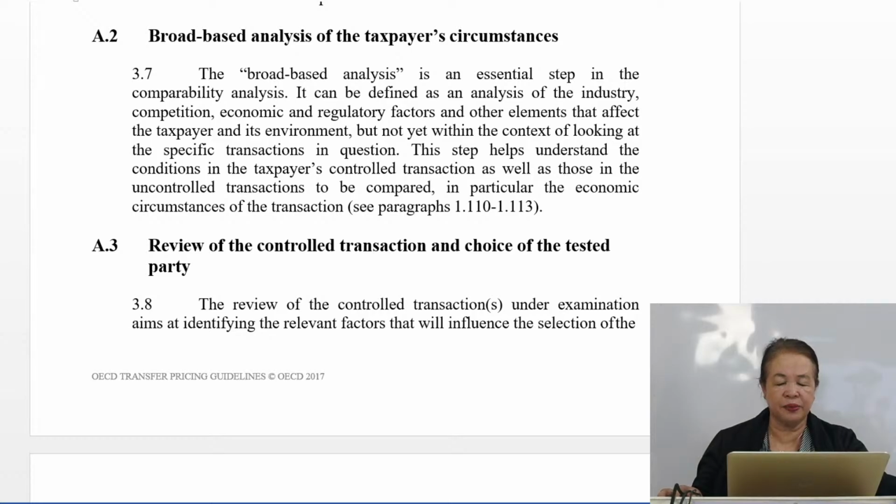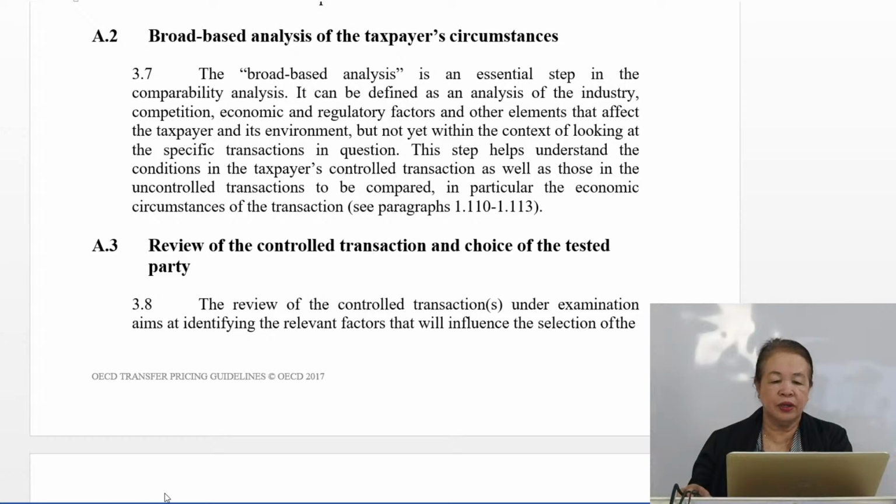This step helps understand the conditions in the taxpayer's controlled transaction as well as those in the uncontrolled transactions to be compared, in particular the economic circumstances of the transactions. So, yan yung broad-based analysis ng taxpayer circumstances. So, saan ka mag-uumpisa? Sa functions. The industry. Kung anong klaseng industry nandun siya. So, review of the control transaction and choice of the tested party.